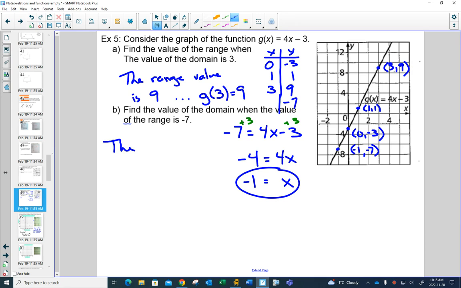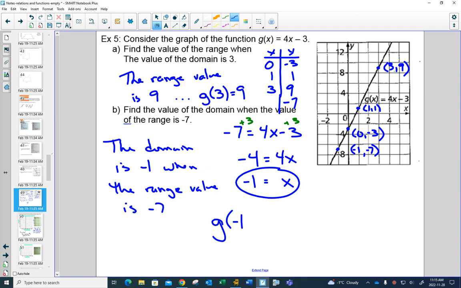So the domain is -1. In function notation, that means that when we have a -1 for our x value, the y value is -7. Table values, we could add that point as well.